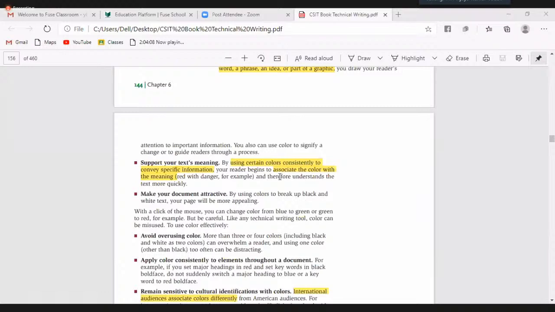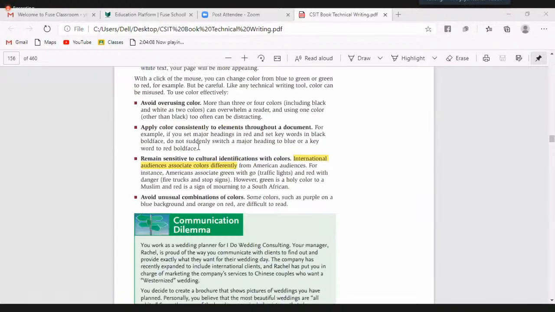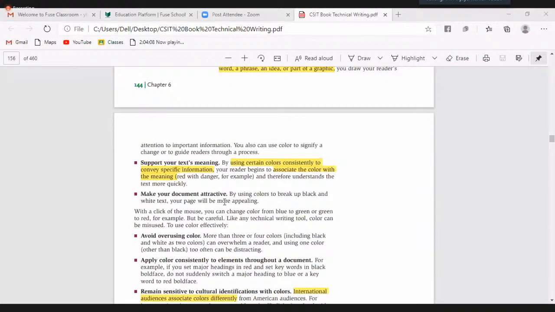For example, if you use red, red symbolizes danger. Generally, people associate this color with danger. That's why, whatever color you are using, use that particular color. Don't change the color abruptly, because it supports the meaning of the text. The readers can easily understand the meaning of the text. Then another point: make your document attractive. In order to make the document attractive, we use color.